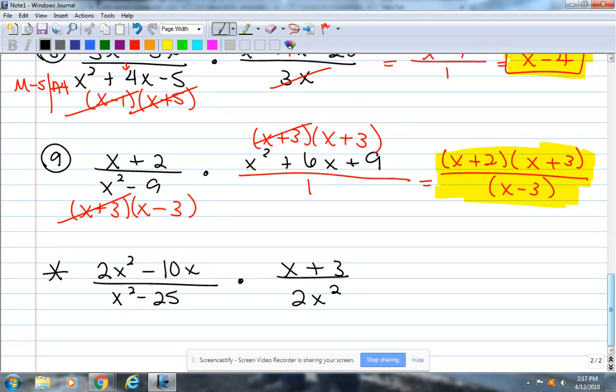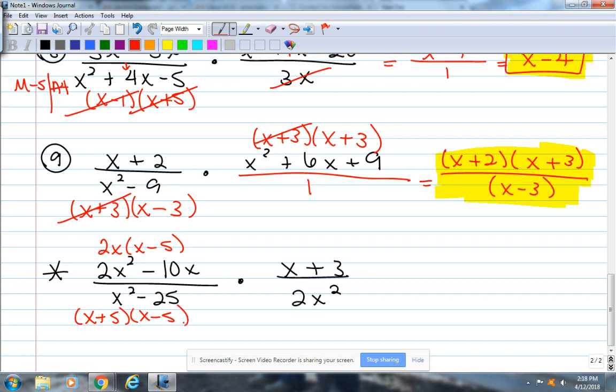All right, could y'all factor 2x squared minus 10x? Yes. How? You get 2x. Uh-huh. x minus 5. Yeah, because you had a GCF of 2x, right? And then that one you did that plus and minus. So that's called a what? DOS. Difference of squares. So x plus 5 and x minus 5 there.